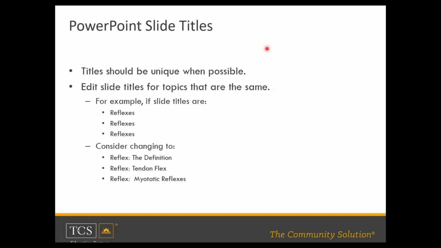The next thing we're going to touch upon is slide titles. Slide titles should be unique when possible, although this is not required. The accessibility benefit to unique slide titles is that for students using assistive technologies, it's easier to determine which slide has focus and how that information relates to the content. So by giving every slide a unique title, your students who rely on assistive technology can better navigate your PowerPoint.